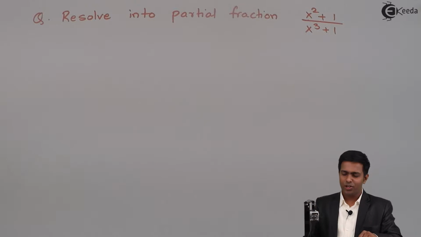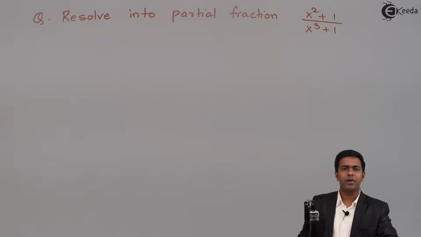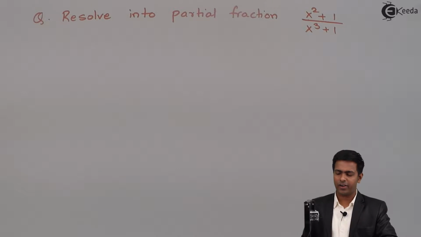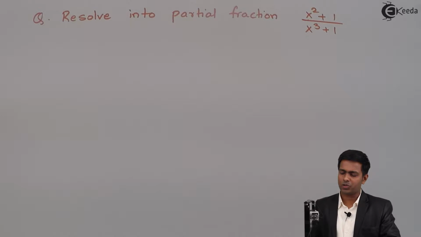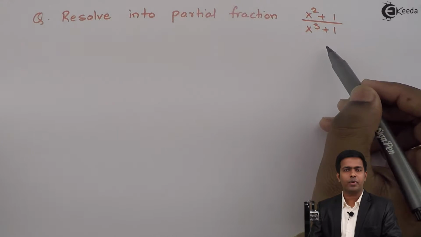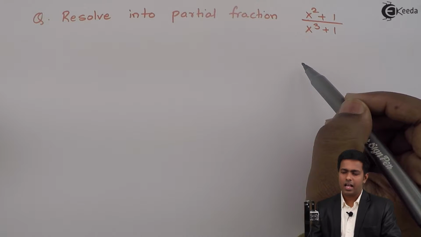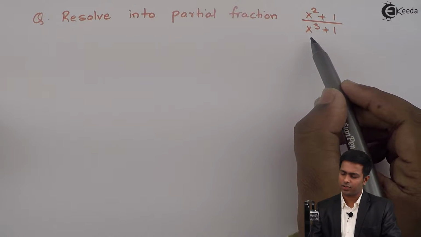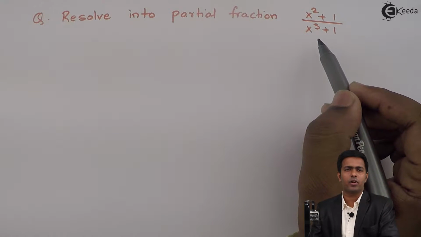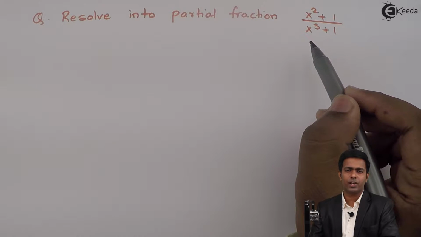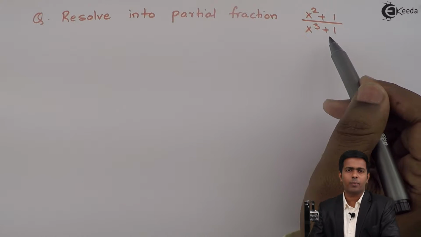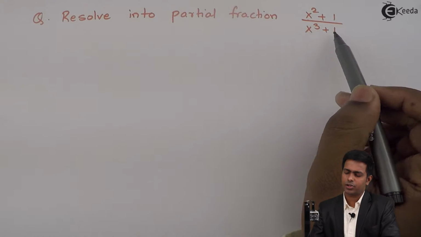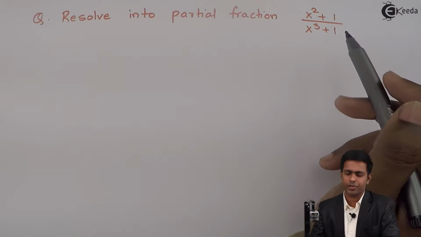Hello friends, so here in this problem we have to find out the partial fraction for x square plus 1 upon x cube plus 1. Now if you will observe the denominator, then in the denominator we have a cubic equation and we can find out the factors of this cubic equation by using the formula a cube plus b cube. So first of all we will apply the formula to reduce this cubic equation into a quadratic equation.